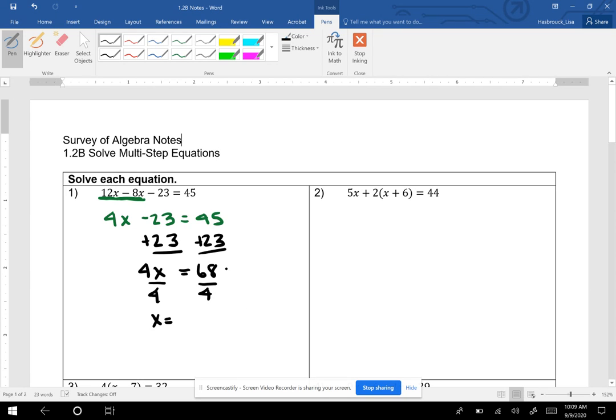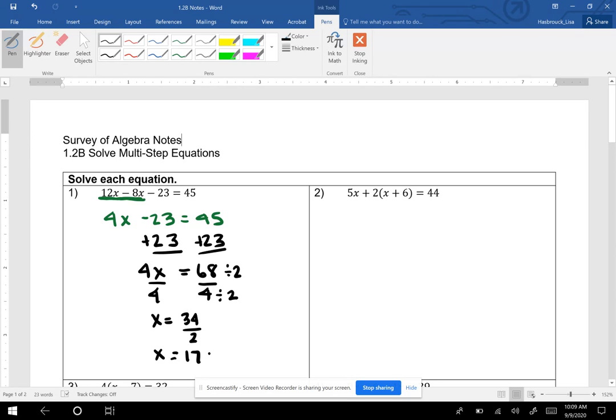If you're not sure what this equals, you could divide top and bottom by 2 first. That gives you 34 over 2. And then you could say, okay, 34 divided by 2 is 17. And then you're done. For the next problem, there is some distributing we want to do first.